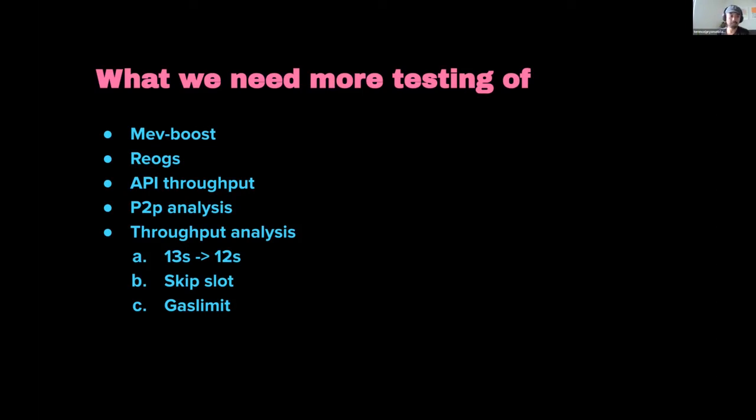And then P2P analysis and just typical throughput analysis, right? So what does the chain look like when we shift from 12-second block time to 13-second block time to 12-second block time? And what does it look like once you have a skip slot? It's definitely something that we probably need more analysis of. And also the gas limit. What happens now that the validator can actually set their own gas limit? That's something very interesting that we probably should think about more as a community.